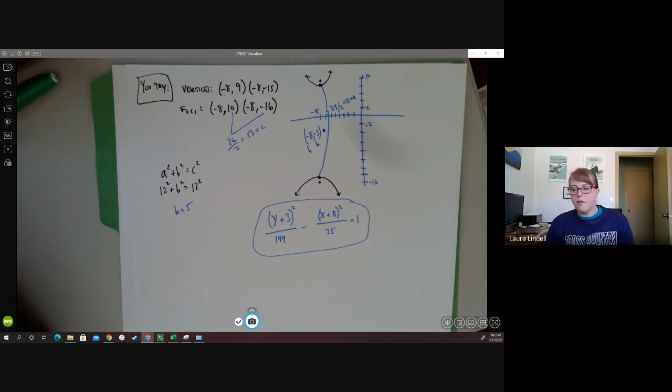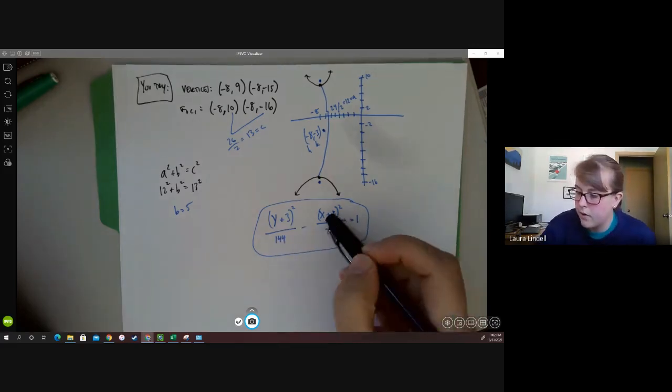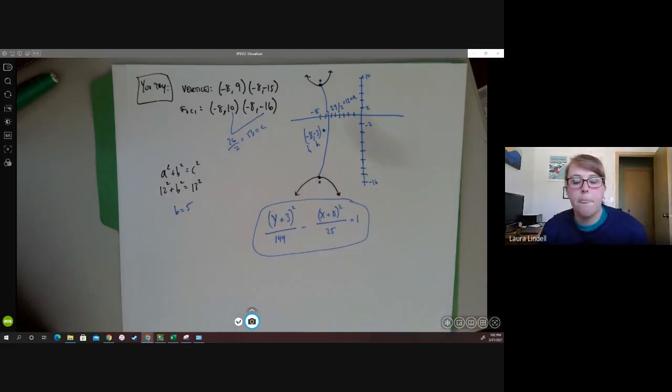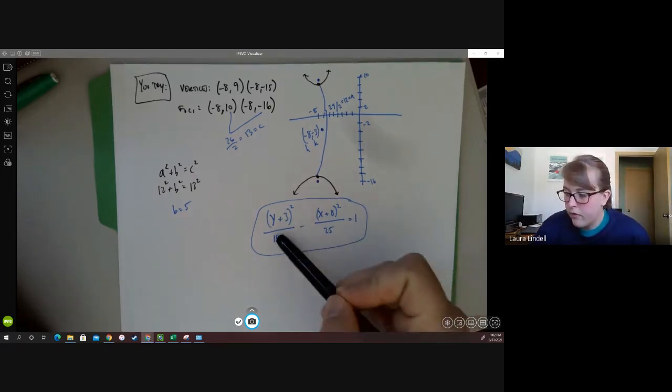If you got something else, see if you can find where something went wrong. Maybe we accidentally put a minus in one of these or a plus here. Those are common mistakes on these. Or if you accidentally put 12 under here instead of 144, that's another thing a lot of people do.